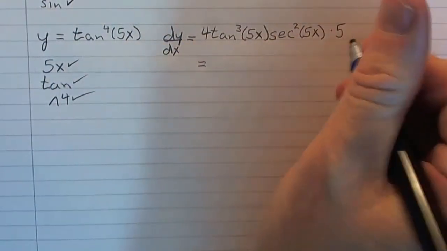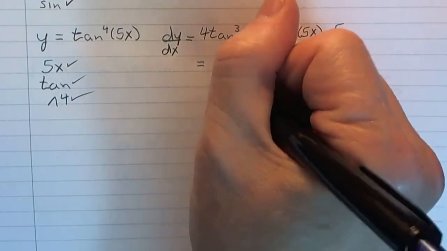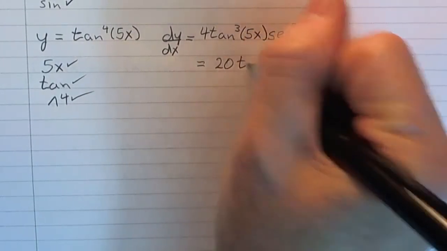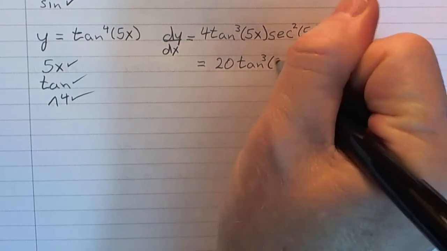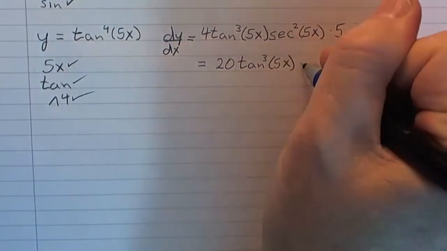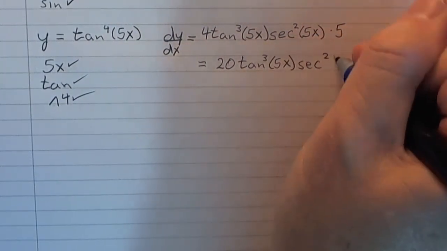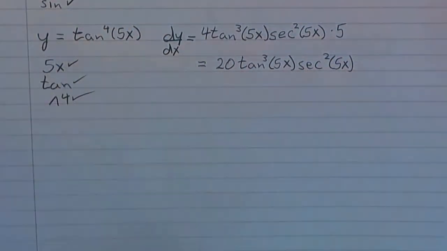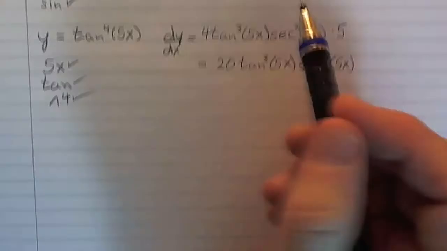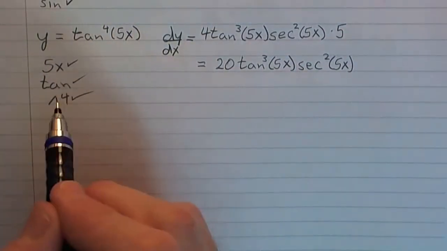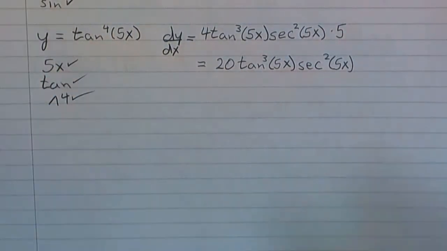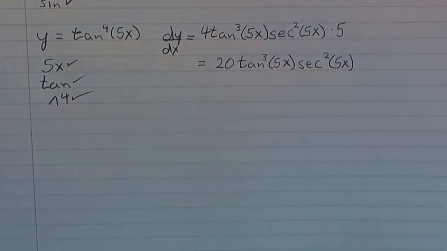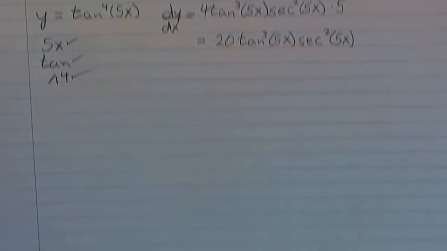And there it is. Now you can go ahead and multiply things together, like this would be 20 tangent cubed 5x secant squared 5x. So, doing that little bit of multiplication, that's not hard. But you can see here we didn't just have an outside and inside function. We had 3 layers that we dealt with. But that's how the chain rule is applied.